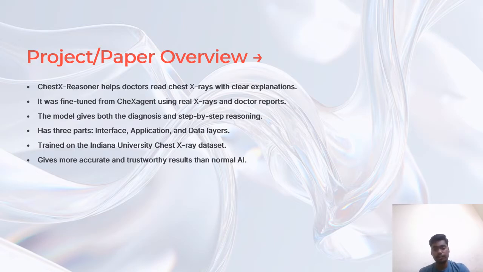Chest X-ray Reasoner is an AI model that helps doctors by analyzing chest X-ray images and giving step-by-step reasoning for its diagnosis. It was fine-tuned from a model called TextAgent using real X-rays and doctor reports. The model not only gives a diagnosis but also explains how it reached that result. It has three main parts: interface layer, application layer, and data layer. It was trained on the Indiana University chest X-ray dataset and provides more accurate, reliable results compared to a normal AI model.